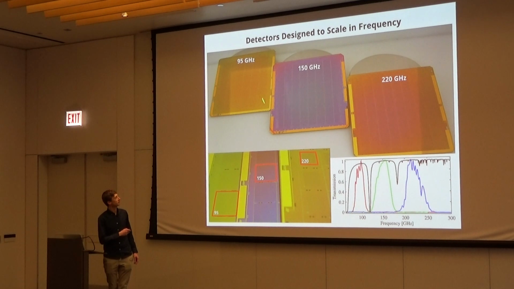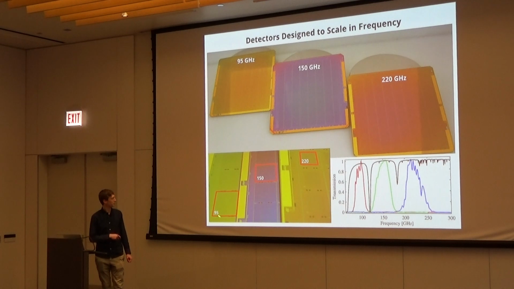So these are these detector tiles. They're all fitting into the same Keck array focal planes, and yet they're observing at 95, 150, and 220 gigahertz. Here's a zoom in on the pixels, which are in fact, most of this square area is dominated by an array of antennas that's meant to couple the microwaves onto the detectors.